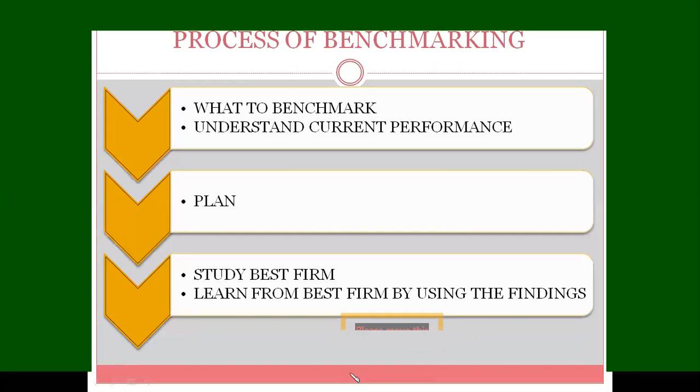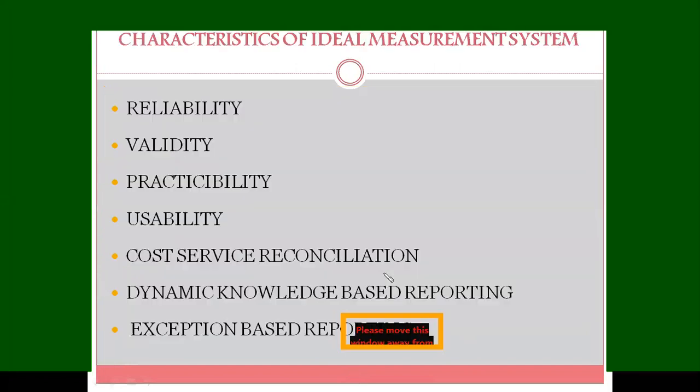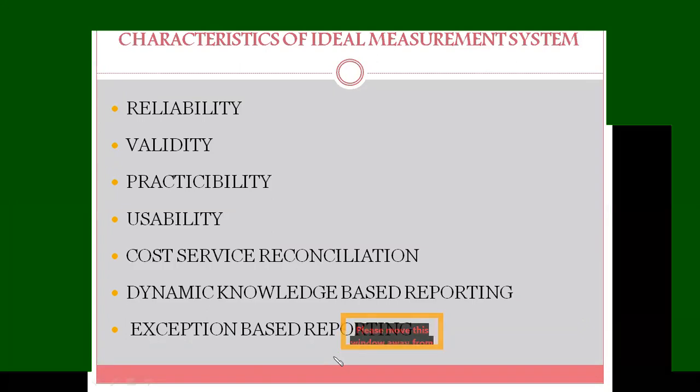And the last topic over here is the characteristics of an ideal measurement system. That is, we are talking about performance measurement, but what are the features of that? Here a few points are mentioned. First one is reliability. The performance measurement system which we are using should be reliable. Reliable means it should be trustworthy. It should have a very common standard. The one which your company A is using, and the one which company X is using, should be the same. And it should be reliable. It should be trustworthy. Second one is validity.